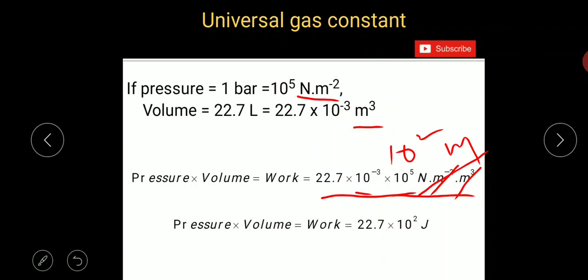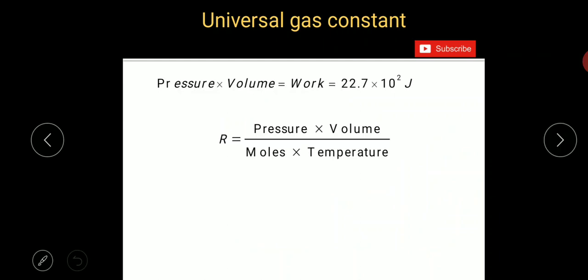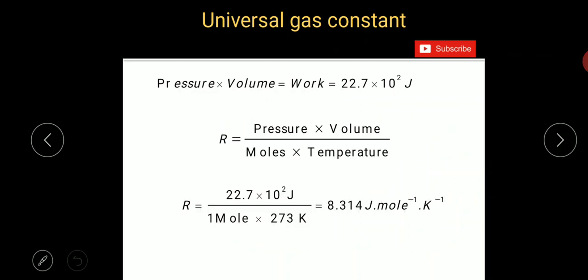Now in the expression of R, in place of pressure and volume, or in place of work, you can use 22.7 into 10 square joules. If pressure is 1 bar and volume is 22.7 liters, in place of these two terms you can substitute 22.7 into 10 square joules. Then you will get the value of R as 8.314 joules mole inverse Kelvin inverse.